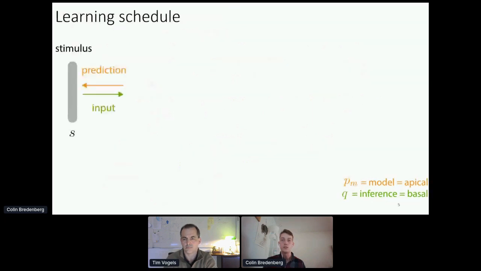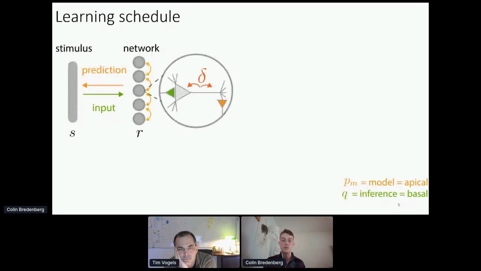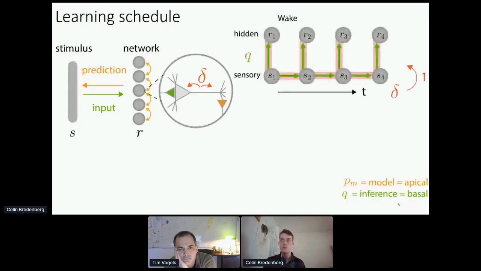So our architecture is such that individual units all receive feed-forward inputs from a sensory layer and send back a prediction signal attempting to match that signal. Additionally, the presence of gating by delta means that our neurons can be in two different modes. In the first mode, delta equals 1, activity is dominated by feed-forward stimuli projecting to basal synapses, and neural firing rates correspond to noisy samples from Q of R given S, which is our approximate inference distribution.